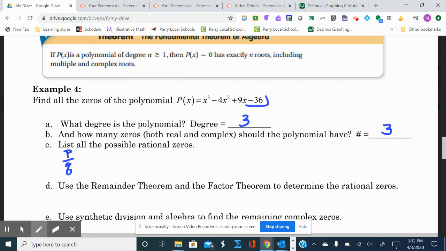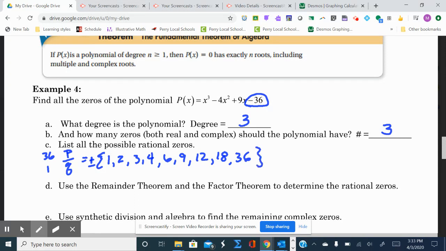Our p is our negative 36, or 36 we can use because the negative is going to be there anyway. And then the q is 1. So since our denominator is 1, everything's going to be divided by 1, which just gives us all our factors of p. Remember that these could be positive or negative. So we have 1, 2, 3, 4, 6, 9, 12, 18, and 36. Those are all possible rational roots.